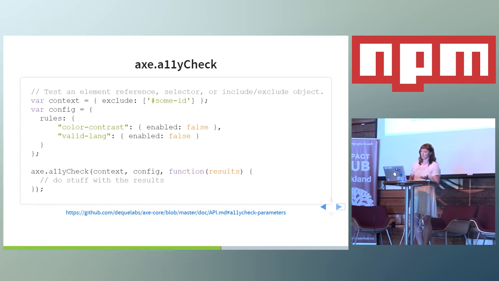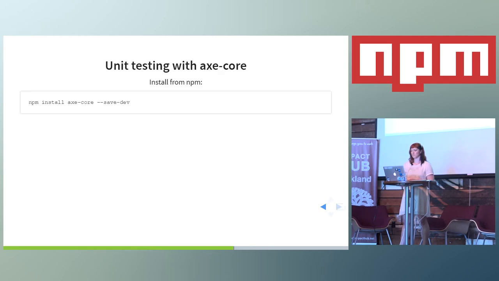So you've got the context, you've got the configuration object, which you could pass in as an empty object if the defaults are fine. And then you have a callback function to actually do stuff with the results. And the results that get passed back have a bunch of good stuff that we saw in action in the browser extensions. So things like what node was it? What rule was it? All different kinds of things. There's way more that comes with that results object, and we'll see it in a second.